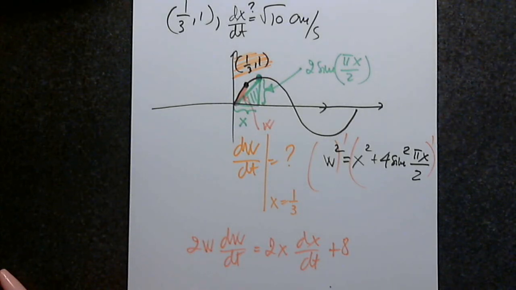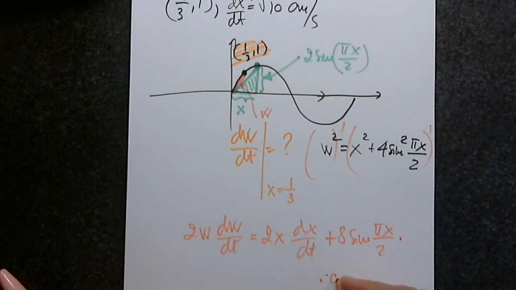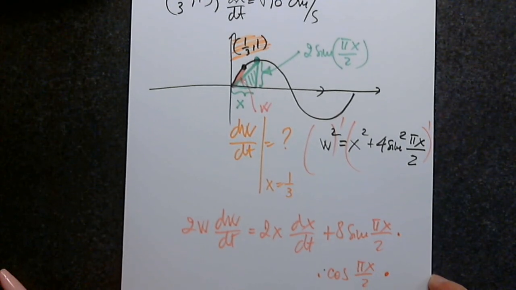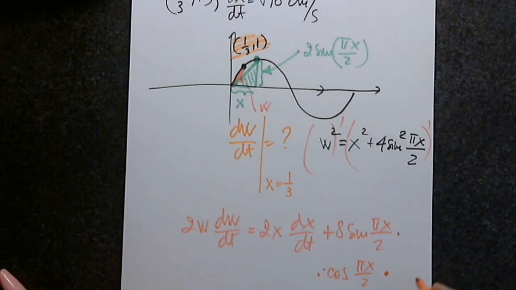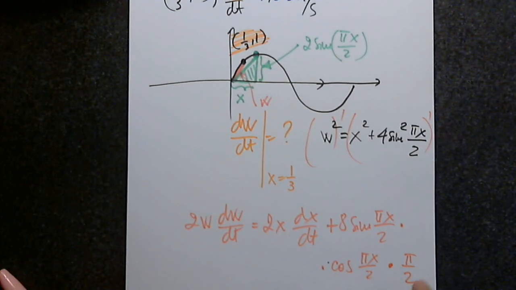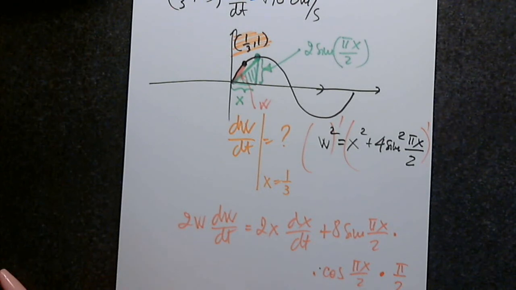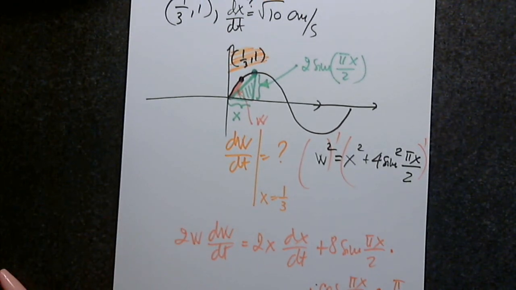Eight. Very good. Sine pi x over 2. Awesome. Times, indeed, times cosine pi x over 2 and times, exactly, very good, exactly. I have to differentiate pi x over 2, so it's pi over 2. You need me to do this again, yes? Please say yes if you need me to do this again.